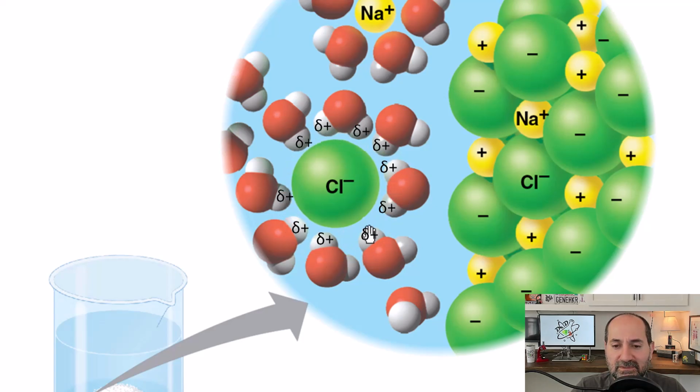Partial positive charge, a partial positive charge. So does it make sense that water molecules would be sticking to this negative entity with their slightly positive hydrogens? That makes perfect sense, doesn't it? It's the partial positive hydrogens that stick to the negatively charged anion. And they form what? They form a hydration shell. And that's what pulls chloride into solution.